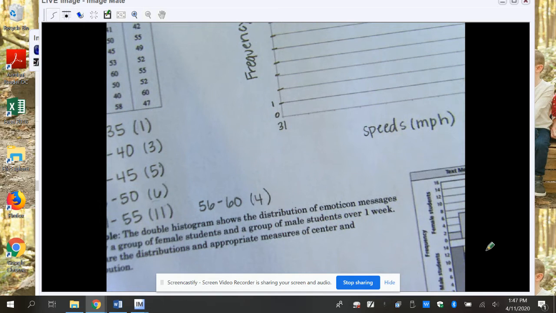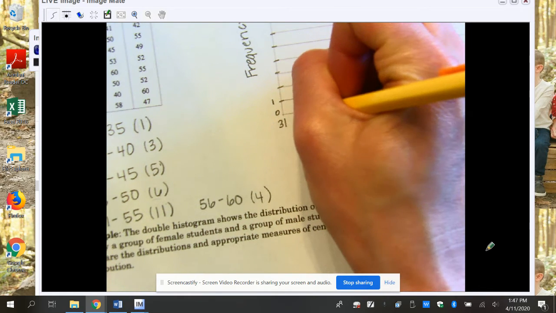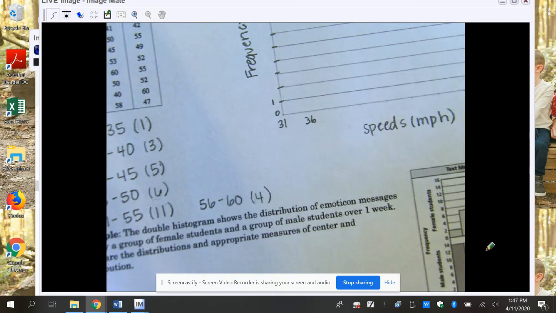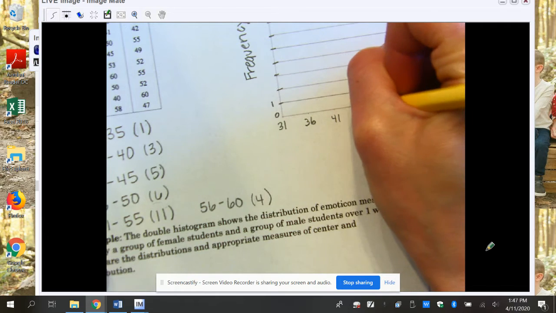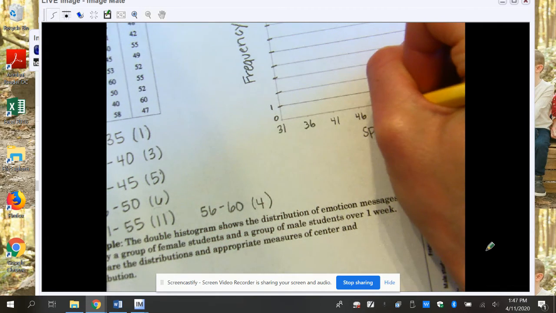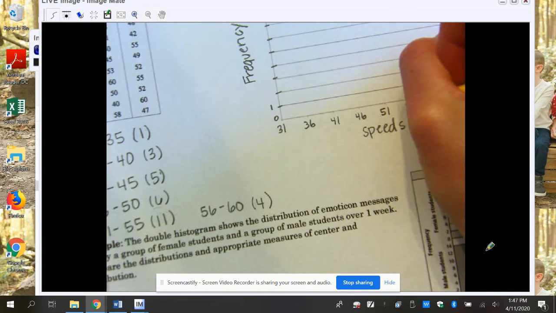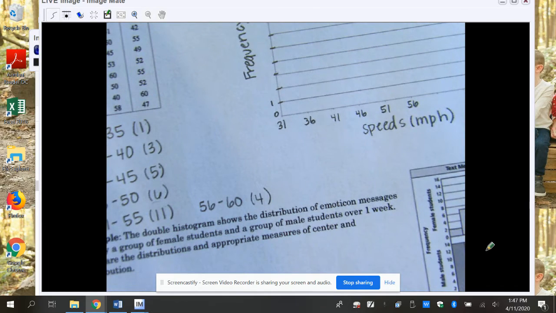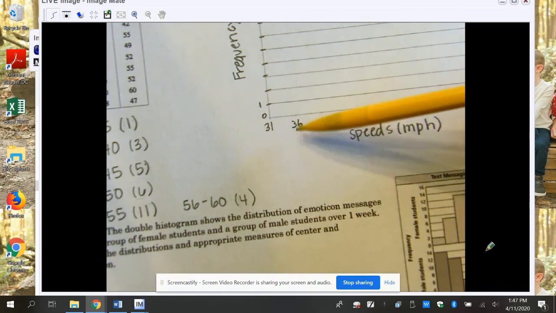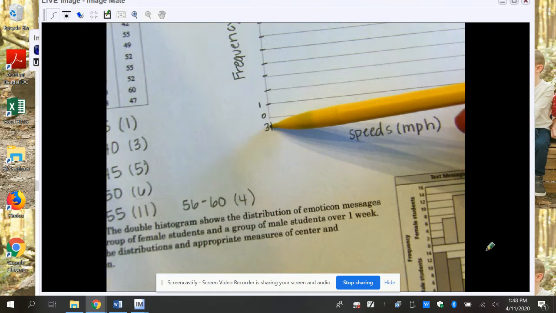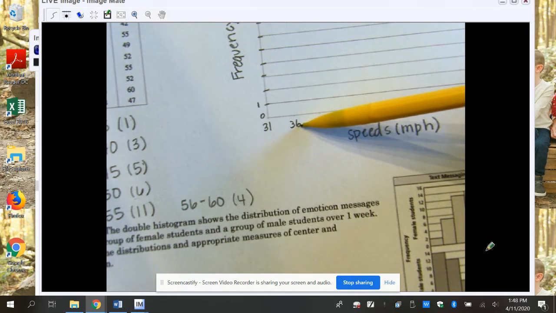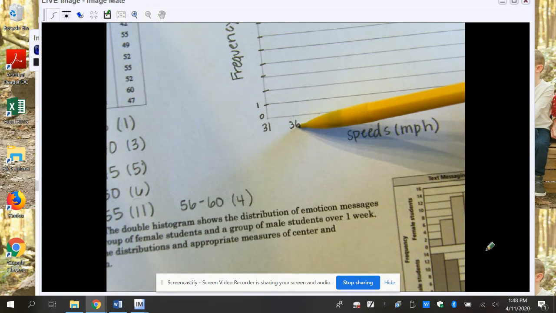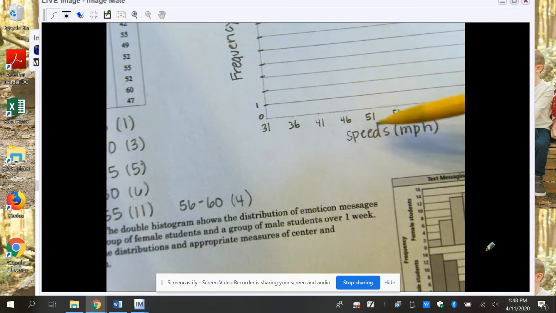31 for the speeds. And so then if my next interval starts at 36, I put that there. My next interval starts at 41. My next interval starts at 46. My next interval starts at 51. So that means if I had a next interval, it would start at 56. So again, remember, the left side is where the interval starts. The right side is where the next interval starts. So this is still 31 to 35, 36 to 40, so on and so forth.